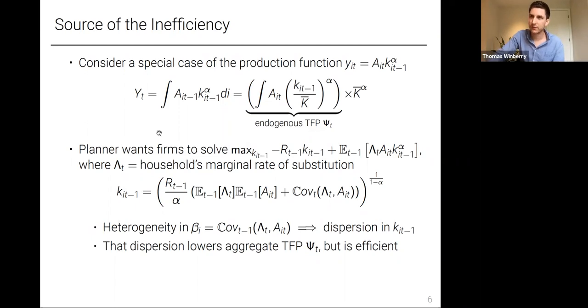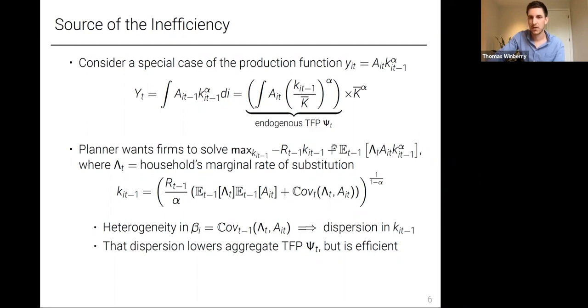What the planner would like firms to do, what would result in the efficient allocation, is that firms should choose their capital, discounting their future returns on capital using the household's marginal rate of substitution. So the cost of capital is just this rental rate, R_{t-1}. Capital is chosen in t minus one for use in t, and so they discount at the marginal rate of substitution. And what you get is the capital stock the firm is going to choose.